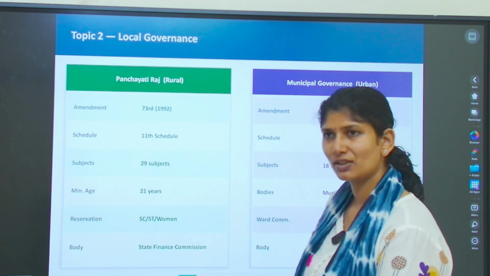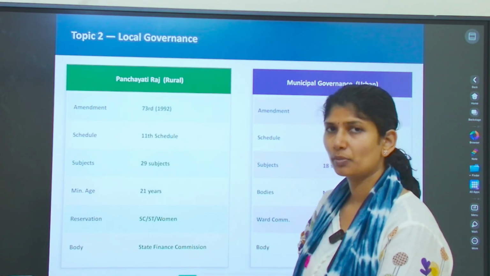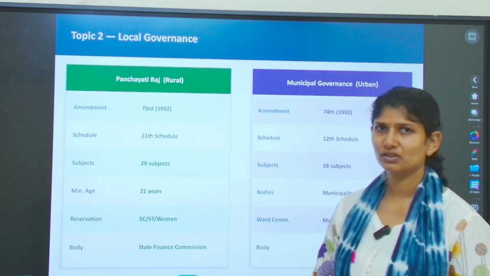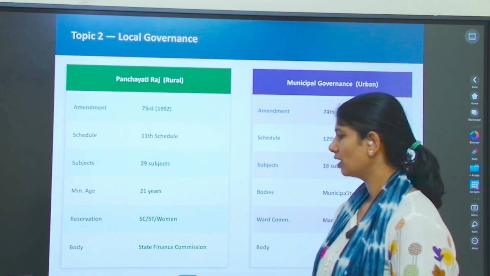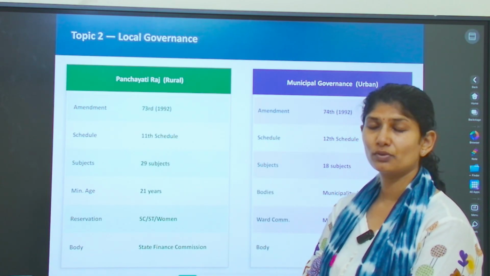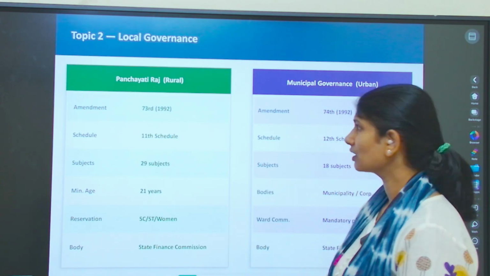The minimum age to contest elections for your panchayat is 21 years. This also offers reservation for SC, ST, and women in chairperson positions. Okay, and the devolution of funds from your state will be looked after by your State Finance Commission.